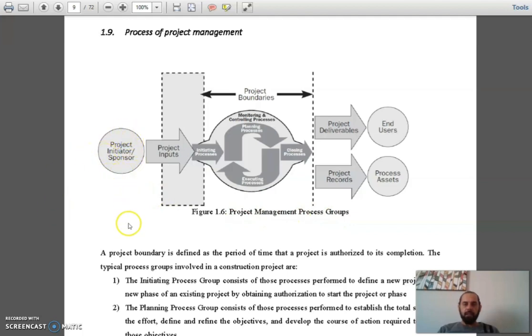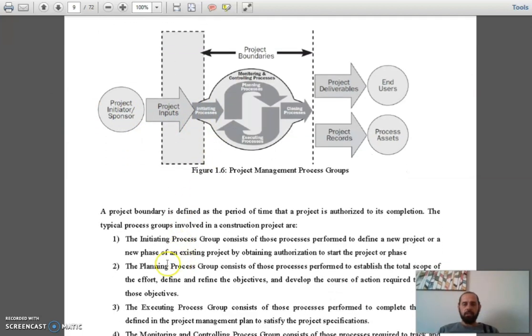Okay, a project boundary is defined as the period of time from when the project is authorized to its completion. So the typical process group involved in a construction project is the initiating process group. The initiating process group is here, this one. Okay, so the initiating process group. Now I will explain what we are saying here. We will explain it here, inshallah, in the figure.